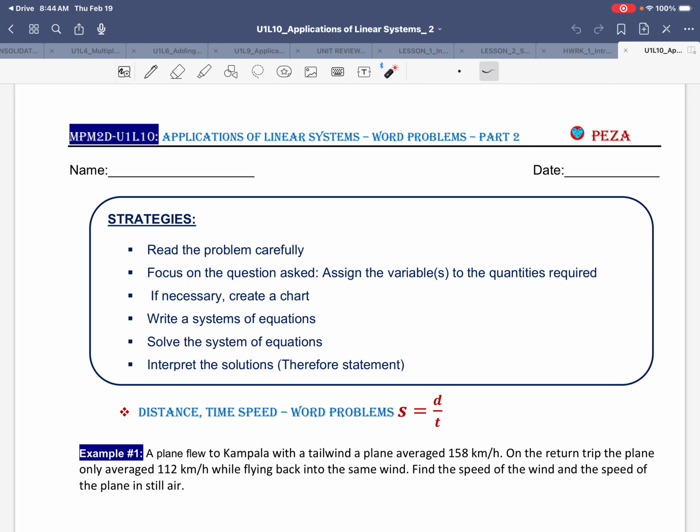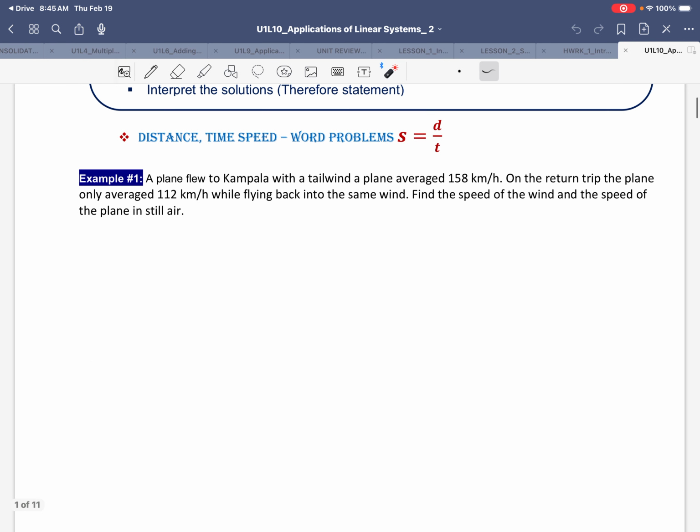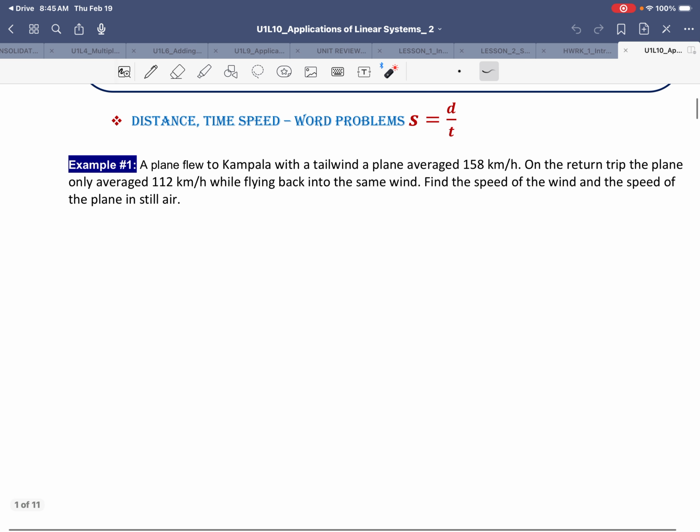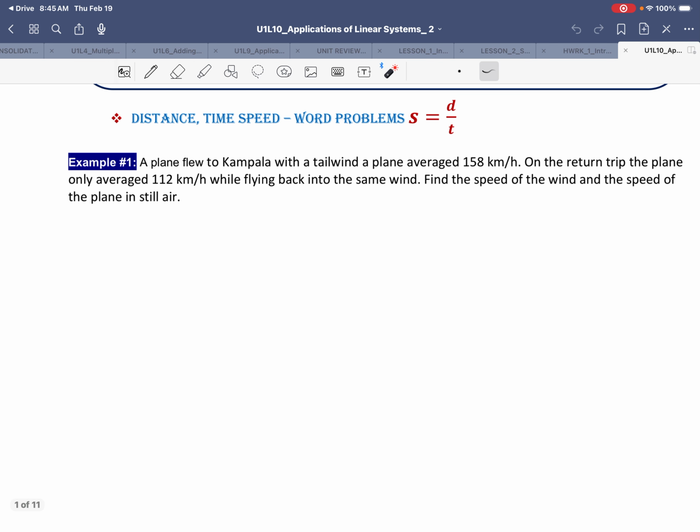Let's work together on sample applications of linear systems. This is part 2 of our word problem set, and our focus will be on distance, time, speed questions and the mixture questions. So let's get started with our first example. As always, we're going to follow the same strategy. We're going to read the problem first to get an idea what it is about.